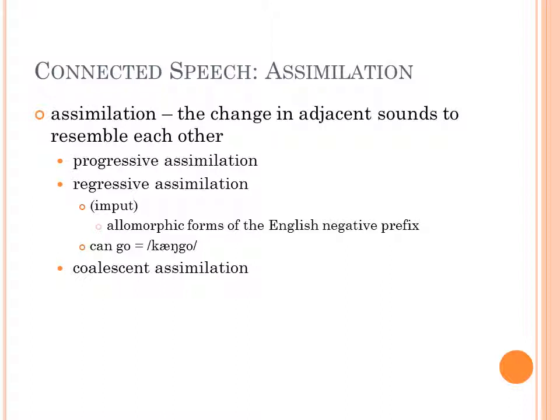Another example they give you in the textbook is how when you say something like can go, the N sound assimilates to the conditioning sound that follows. The nasal alveolar N sound becomes more of a velar, excuse me, a velar N sound.